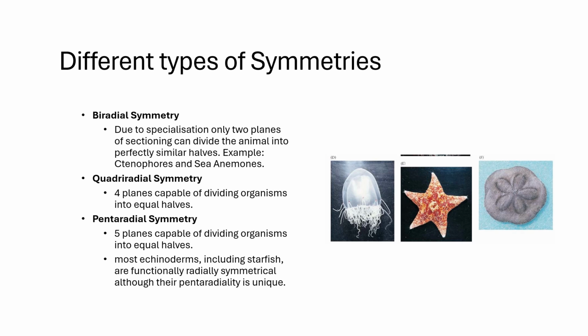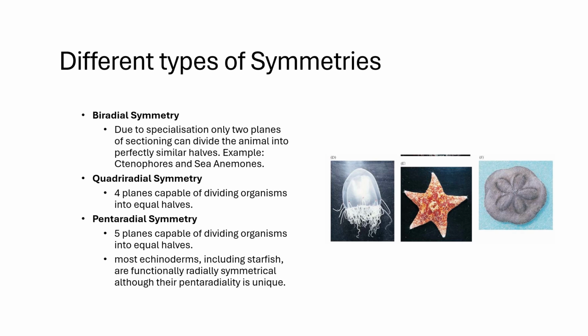Now let's talk about some other forms of radial symmetry. Organisms can have radial symmetry, but in some cases there are only two planes in that cylinder-like structure through which they can be cut into equal halves. If two such planes are present, it is known as biradial symmetry. If four such planes can be identified, it is known as quadriradial symmetry. And if five such planes are identified, as in the case of starfish, it can be pentaradial symmetry.